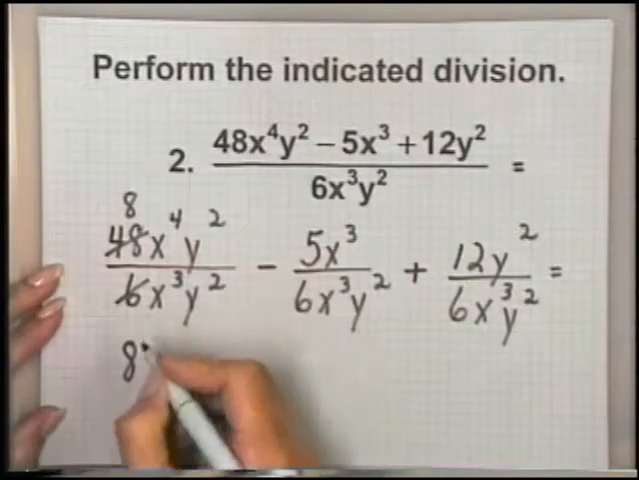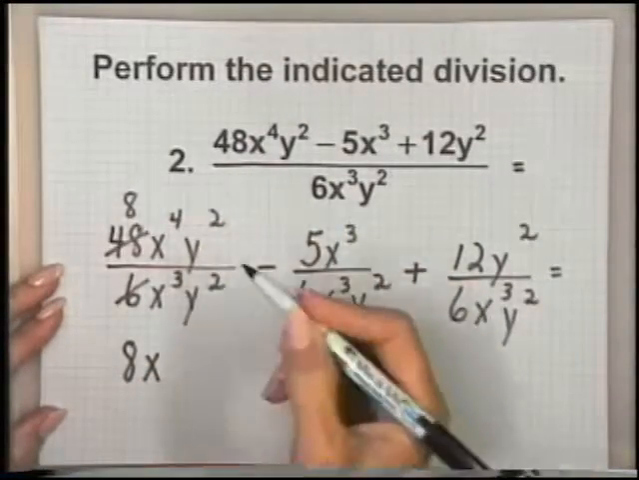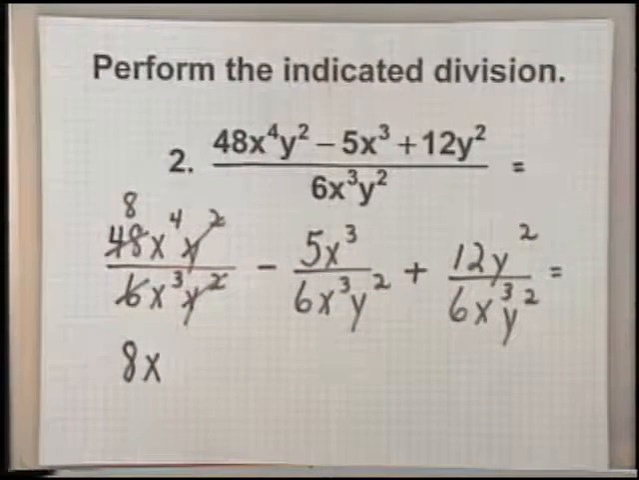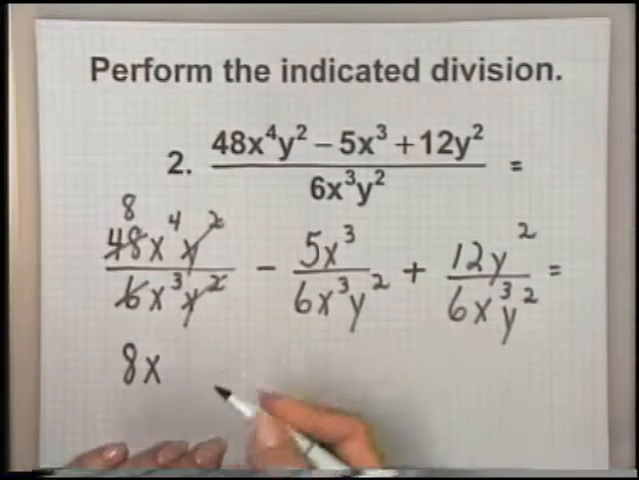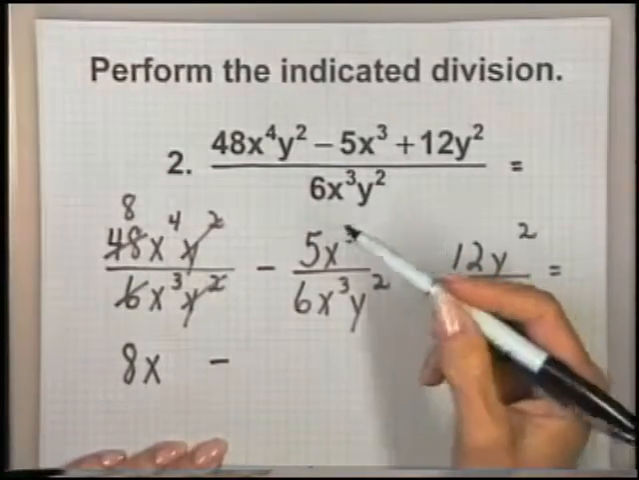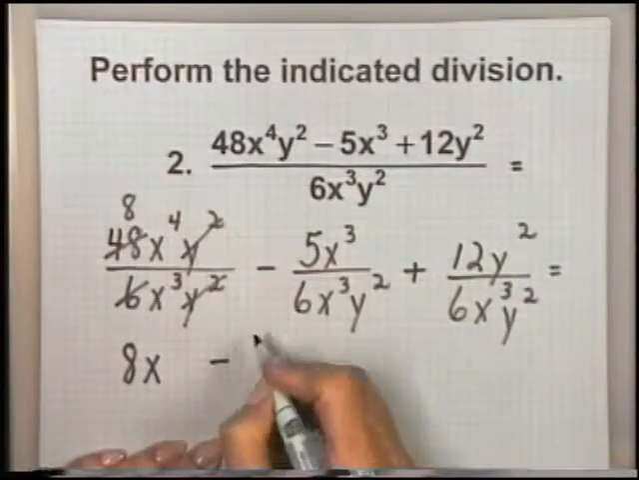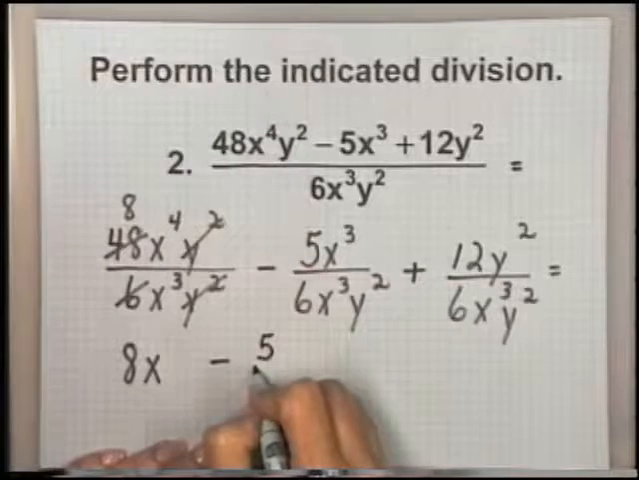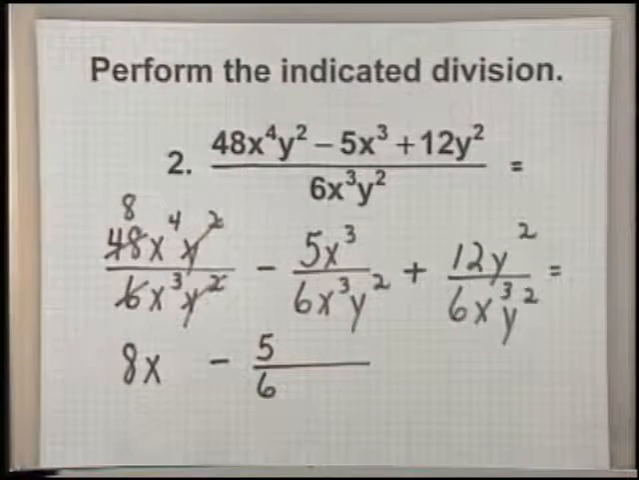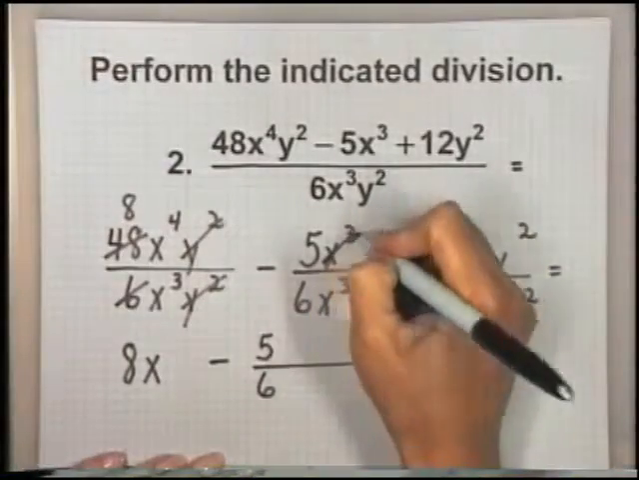X to the fourth divided by x cubed would be x to the 4 subtract 3, or x to the first power, and the y squareds are common factors for the numerator and denominator, so they will divide out. I do not have a common factor for my coefficients 5 and 6, except for 1, so let's write the 5 and the 6.